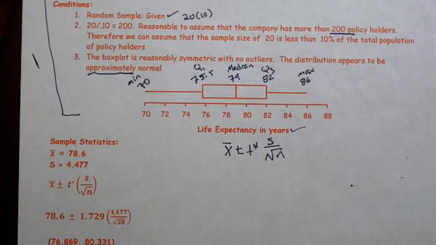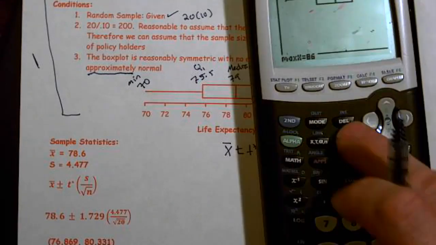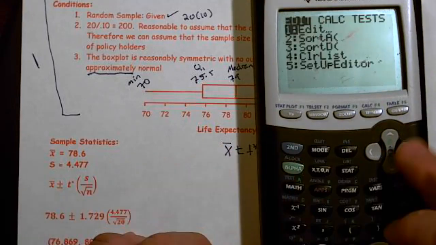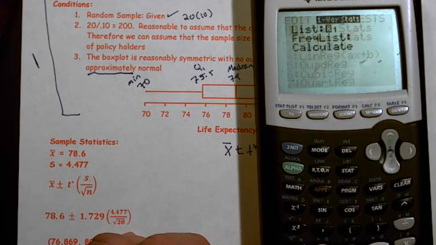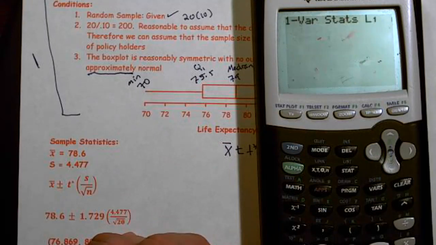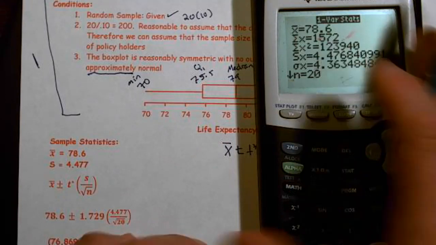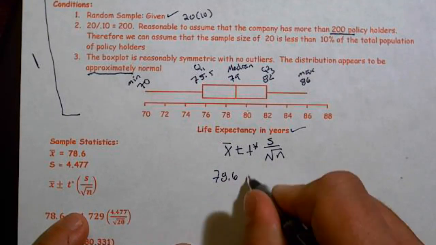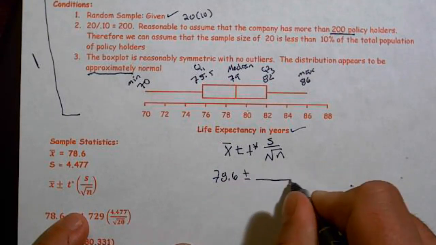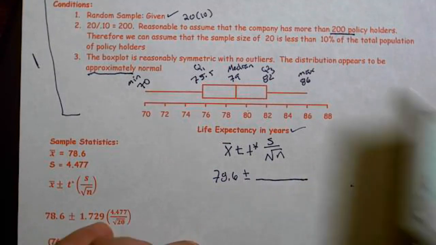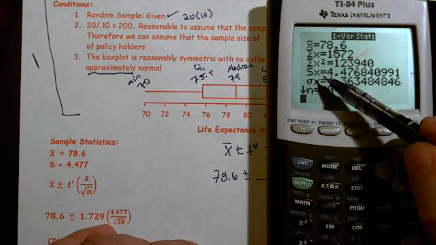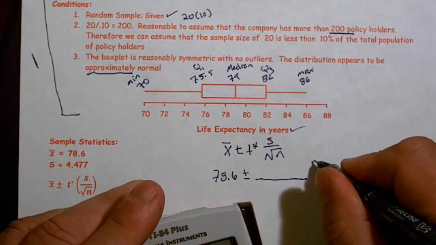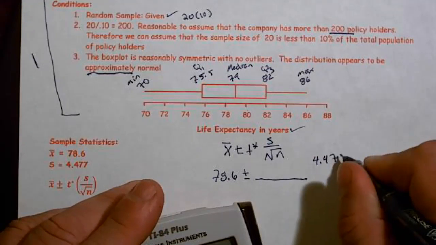In this particular case, I can go to stat calc, slow that down, stat calc, one variable statistics, enter. And my X bar is 78.6. Plus or minus, I'm going to leave a space for the T star. I'll come back and get that in just a moment. My standard deviation is S of X, and we'll talk about that in just a second. I just write it down: 4.4768.